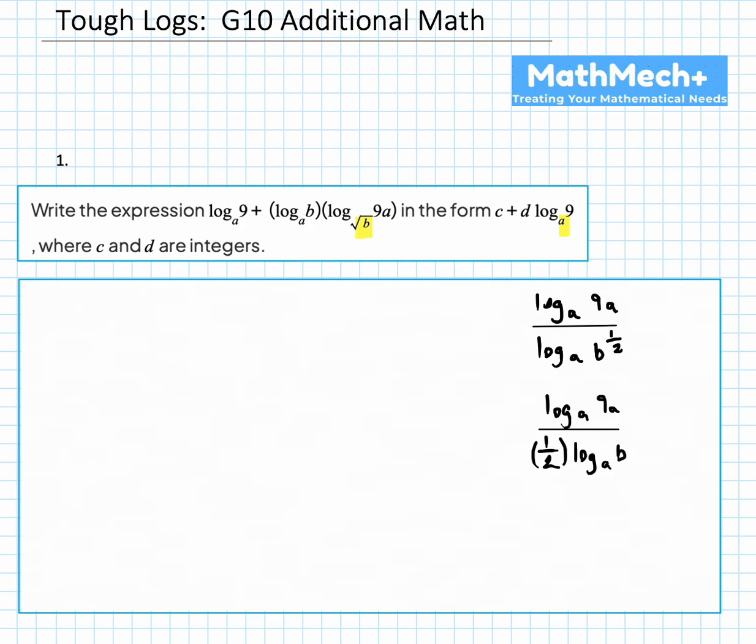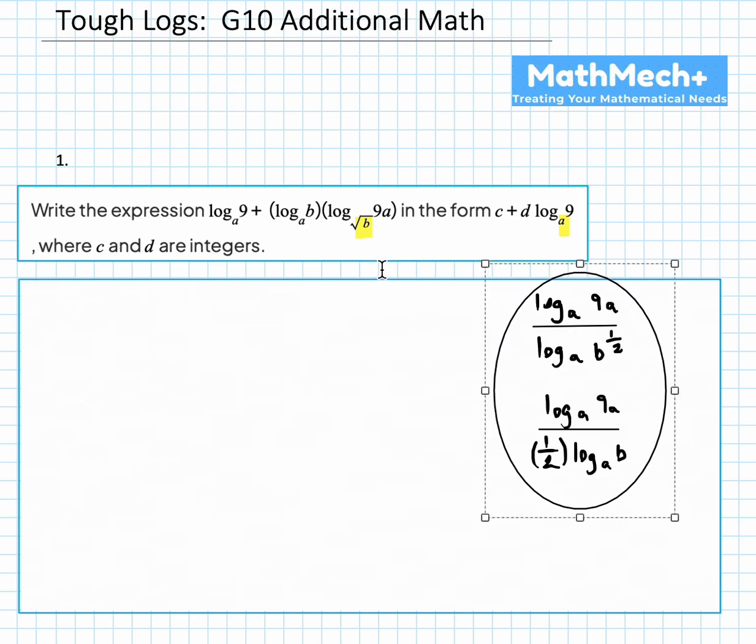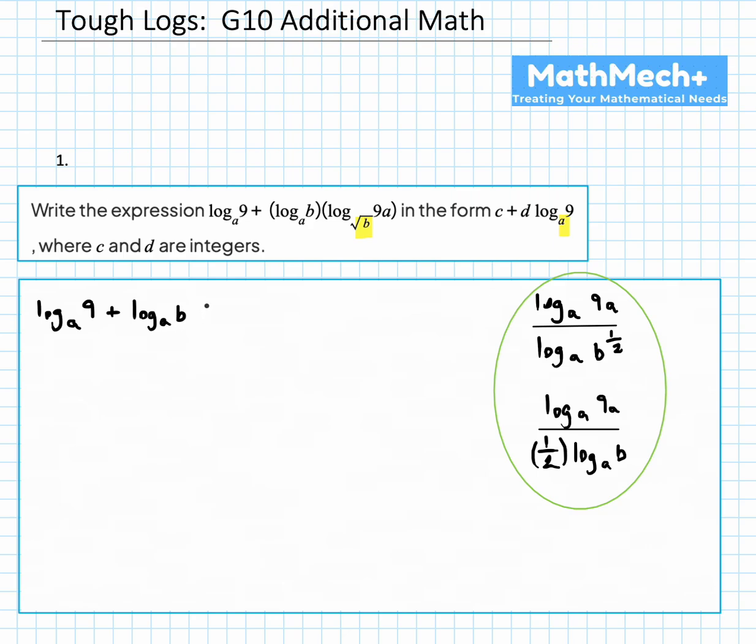So simplifying things down, that's what we're always doing with these questions. So that's isolated out on the right hand side. Now we'll actually begin our question. So we have our log to the base a of 9 plus a log to the base a of b, and our part that we just completed there.